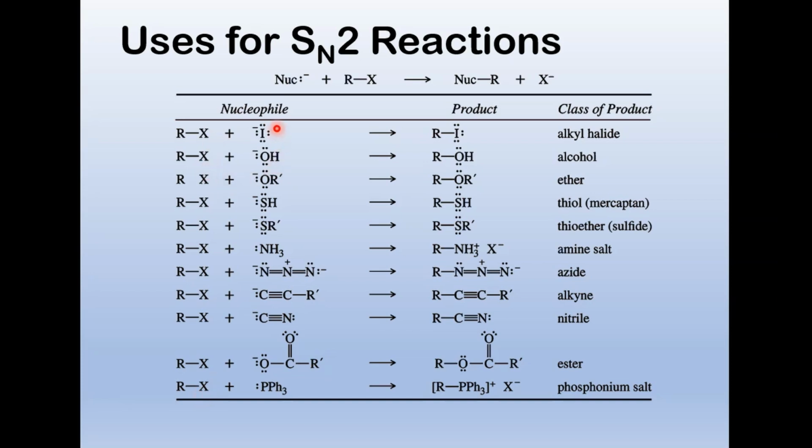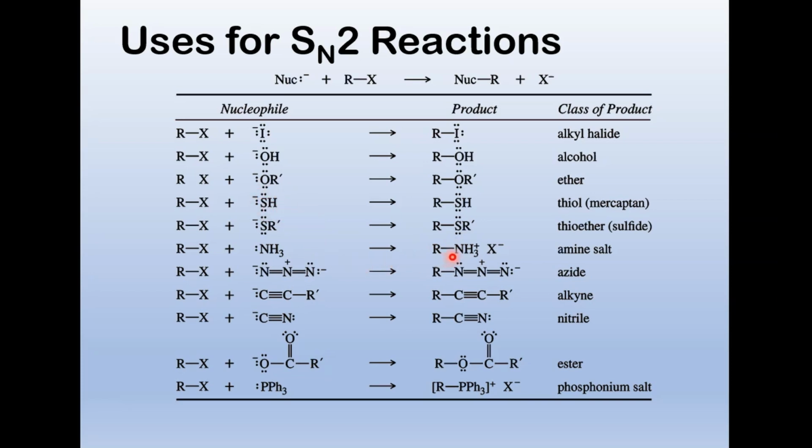What can I use for a nucleophile? Well, here's a pretty good list. So I can make an alkyl halide. If the nucleophile is OH, I can make an alcohol. If the nucleophile is an alkoxide, I can make an ether. If it is a sulfur, if it's a sulfide, I can make a thiol. If it's got an alkyl group, I make a thing called a thioether. I think I might have misspoke calling this a sulfide.